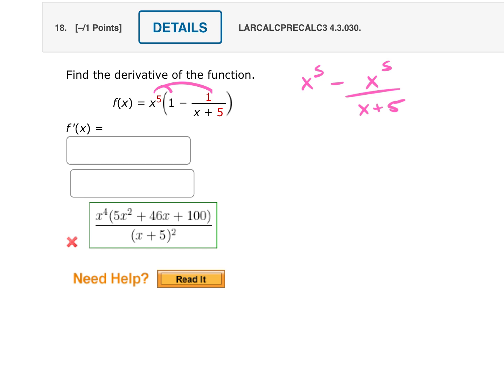So in the answer key, I distributed, and then I found the derivative of each of these. So I found the derivative of x to the 5th power, which was 5x to the 4th power. Minus, here I had to do the quotient rule. So I found the derivative of that, and then I just left my answer like that.